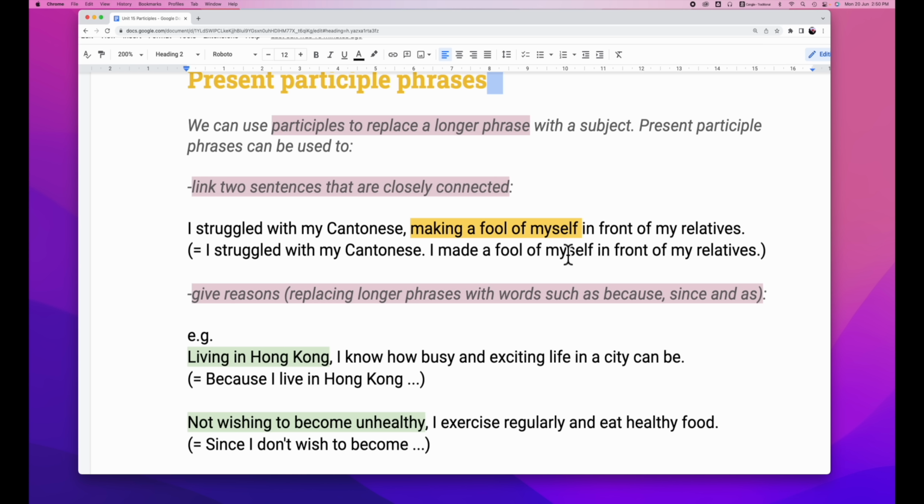We can replace and connect two sentences by using the present participle, ing, changing the word made to become making, and taking away the subject I, and putting a comma. So the whole sentence will become: I struggled with my Cantonese, making a fool of myself in front of my relatives.